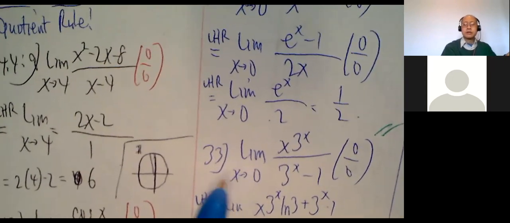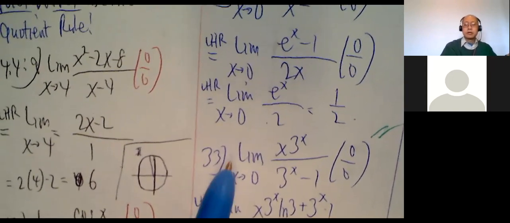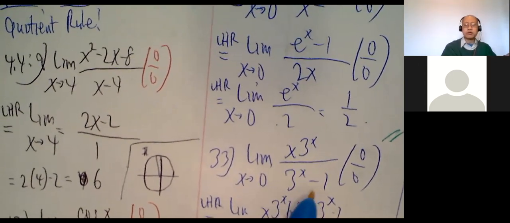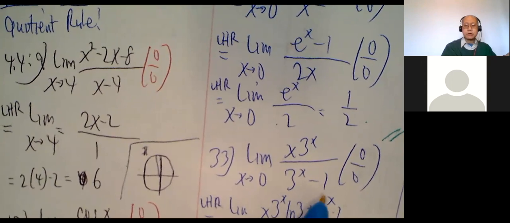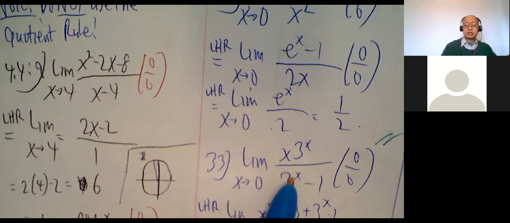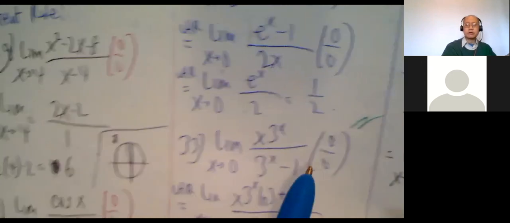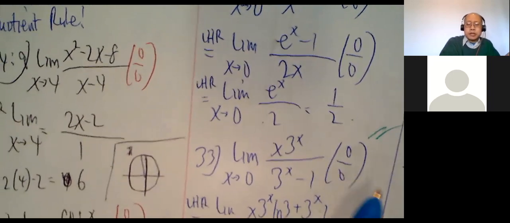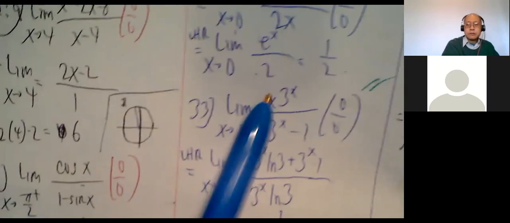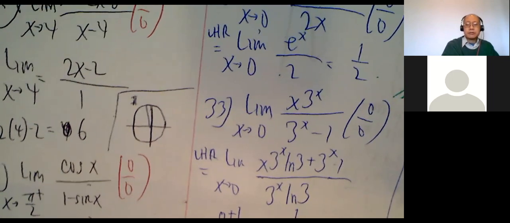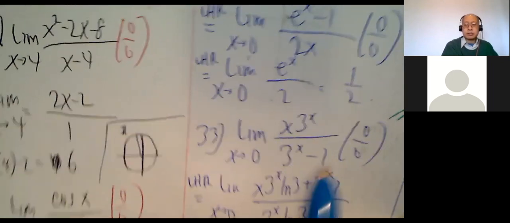All right, 33, a little bit harder. Limit as x approaches 0 of x 3 to the x over 3 to the x minus 1. Plug in 0, the top is 0. The bottom is 3 to the 0, which is 1. 1 minus 1 is 0. So I do L'Hopital's rule. LHR means L'Hopital's rule.